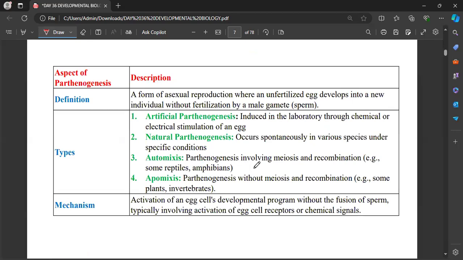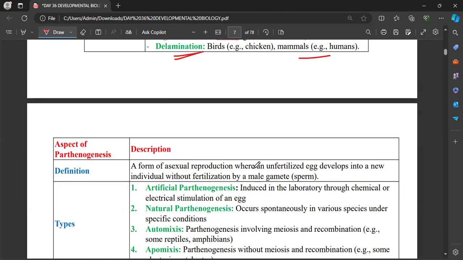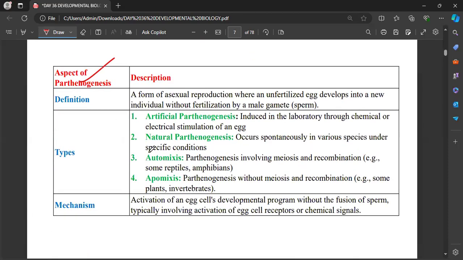Now, what is parthenogenesis? Up to now we have studied how a male and a female gamete fuse. As a result, we get a zygote. This fusion is called fertilization. Now, in parthenogenesis, there is no process of fertilization. Instead, it is a form of asexual reproduction.